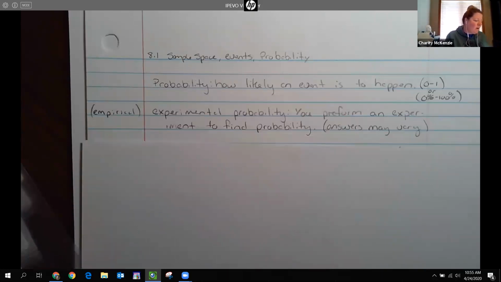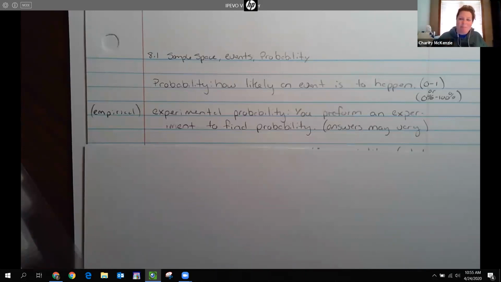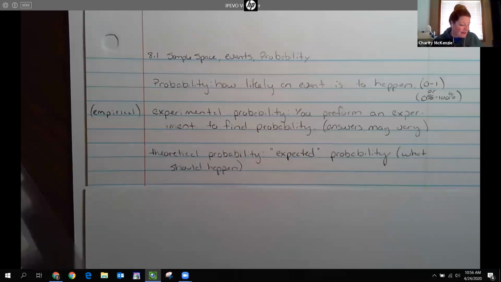So empirical or experimental probability, you actually perform an experiment and find the probability. Okay, so answers are different for you or me. If I take a coin and flip it and see how many heads, how many tails, and base my probability off of the coin I flipped, then that's an experiment. That's different than theoretical. That's what's expected, what should happen. So I know when I flip a coin, it's a half chance to get heads or tails. But if I do an experiment, that may not happen. If I do the experiment enough, then it should go to the theoretical probability. Then it'll lean towards that.